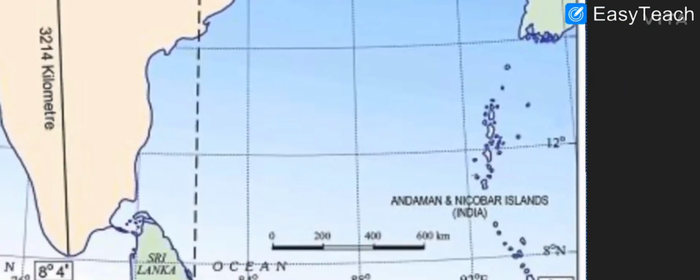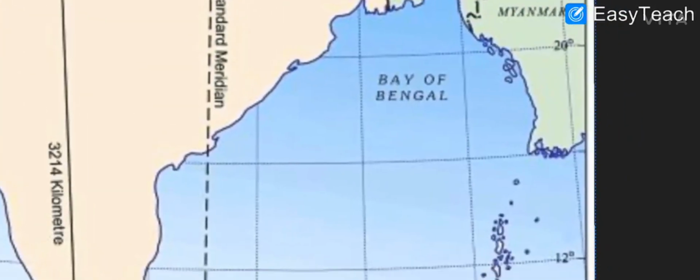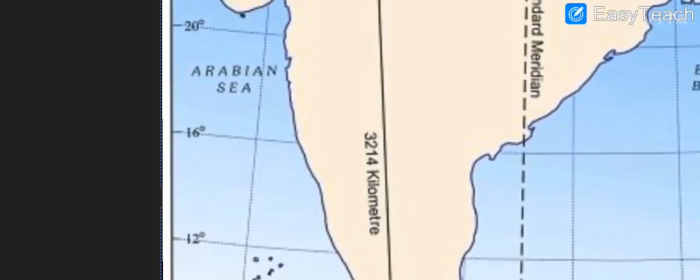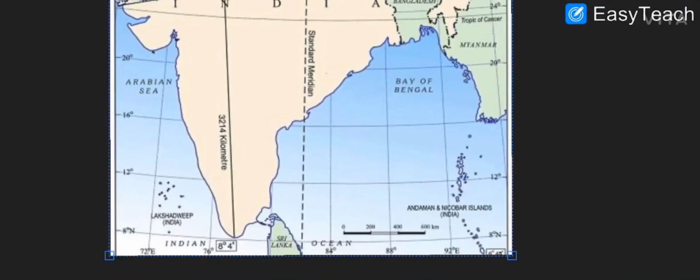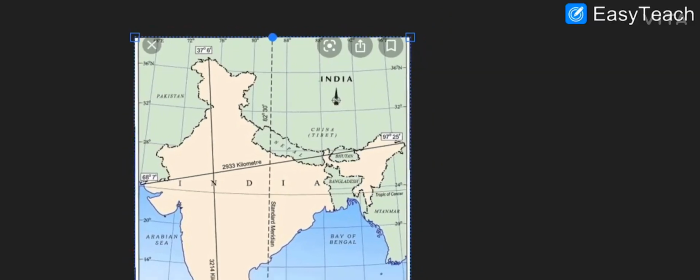Which island group lies in the Bay of Bengal? Come on, answer that. You can see that on your screens. Andaman and Nicobar Islands lie in the Bay of Bengal in the southeast. Remember this. And in the southwest, in the Arabian Sea, lie the Lakshadweep Islands. You can also see the neighboring countries. It will also form easy target questions in your exams.